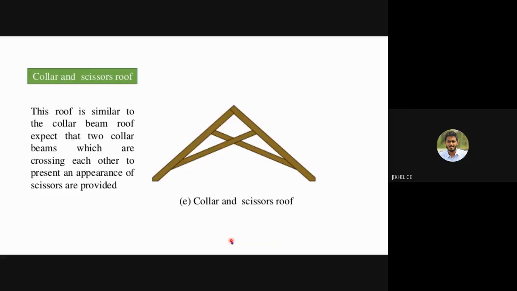Okay, next is the collar and scissor roof. You can clearly see the difference. They provide a scissor joint between the rafters, rafter 1 and rafter 2. This roof is similar to the collar beam roof, except that two collar beams cross each other to present an appearance of scissors. So they look like scissors. So, the collar and scissors roof.